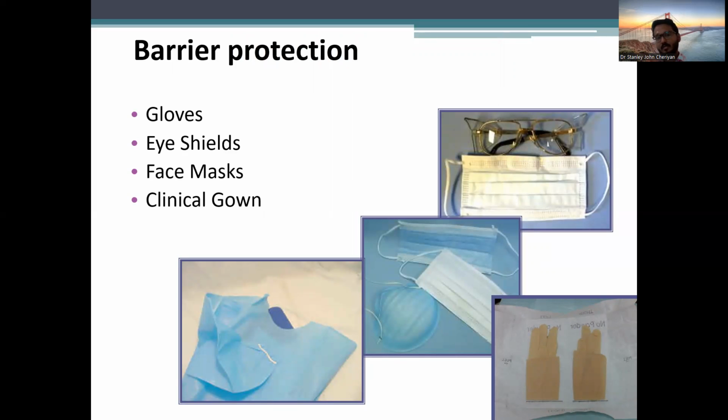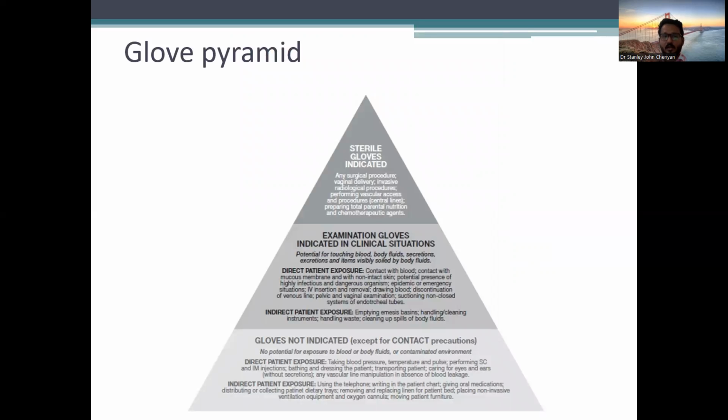The various barriers you can use include gloves, face shields, face masks, and clinical gowns. Sterile gloves can be used if it is a surgical procedure and you come in contact with blood, etc. Examination gloves can be used if there is no direct contact with blood or body fluids, etc. And gloves are generally not indicated if checking a patient's temperature, taking a pulse, etc. So, here's a video on scrub technique.